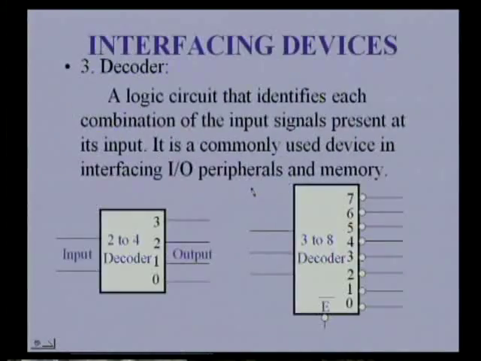The next interfacing device is the decoder, a logic circuit that identifies each combination of the input signals present at its input. It is a commonly used device in interfacing I/O peripherals and memory. Examples are the 2 to 4 decoder and the 3 to 8 decoder.